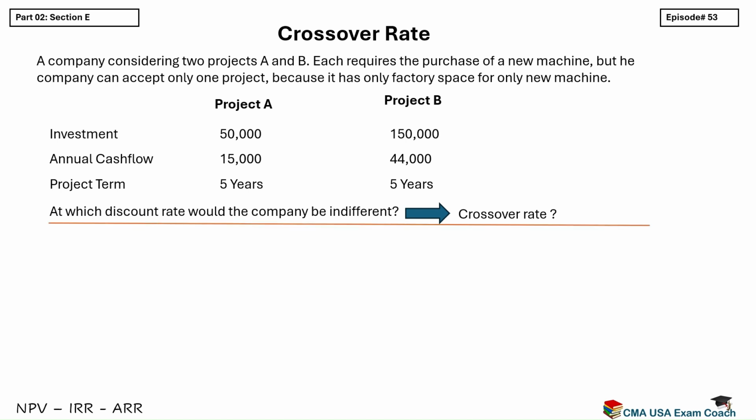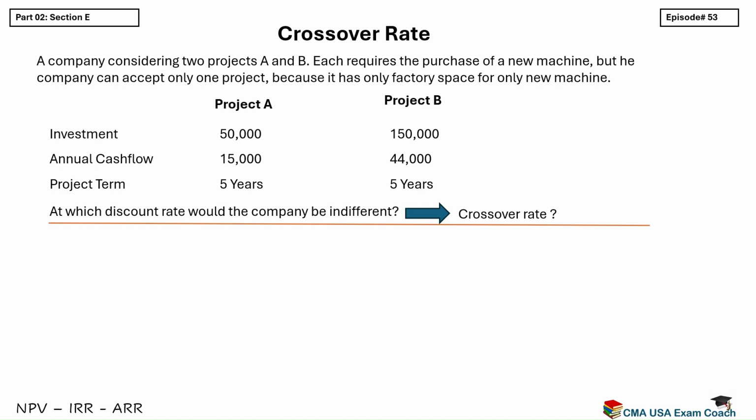This discount rate is called the crossover rate. At the crossover rate, the company would be indifferent, meaning either project could be chosen because both will contribute the same net value to the company. To find the crossover rate, we first calculate the differences in cash flows between the two projects.